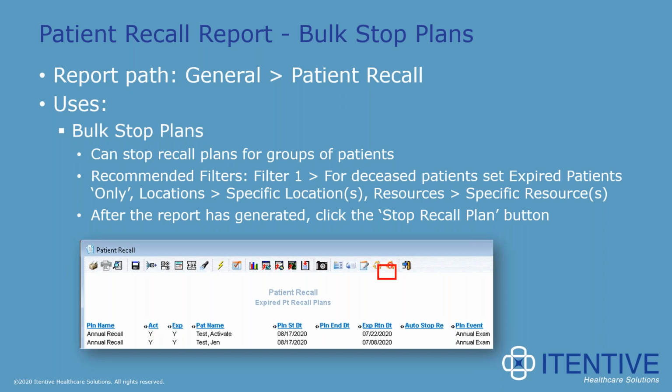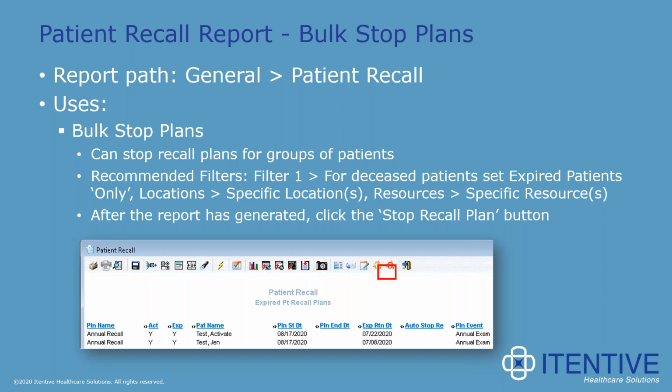So the reason that you're stopping the recall plan for this group of patients is really going to determine the exact filters that are needed. In that example I was just giving, let's say we want to find all of our deceased patients that still have active recall plans and we want to stop them. We can accomplish that by going to that Filter 1 tab, and we would set that expired patients filter to only. So again, this is showing me all of the patients with active recall plans that are expired in the system.